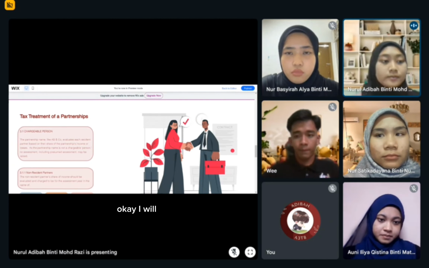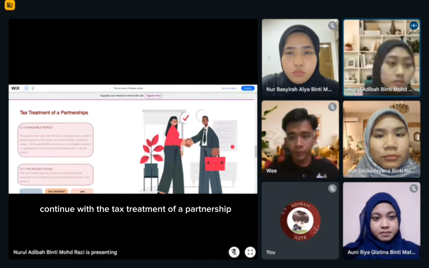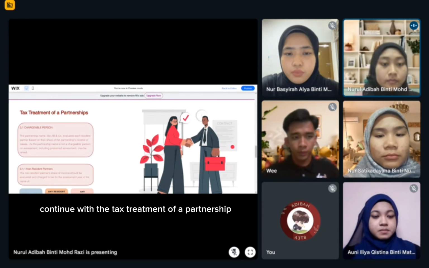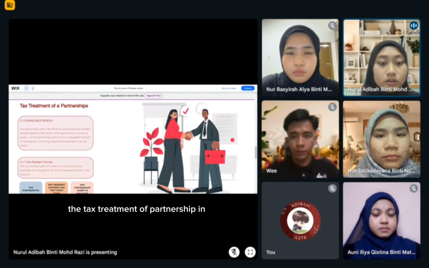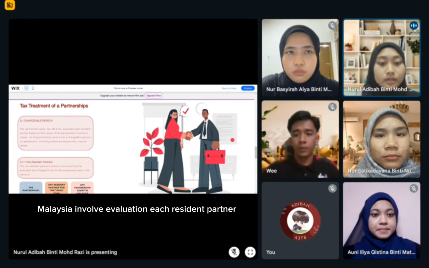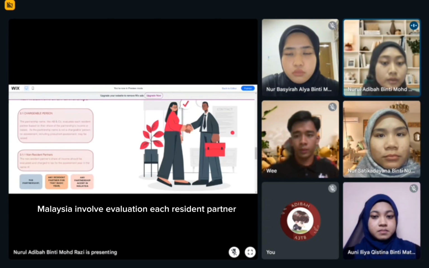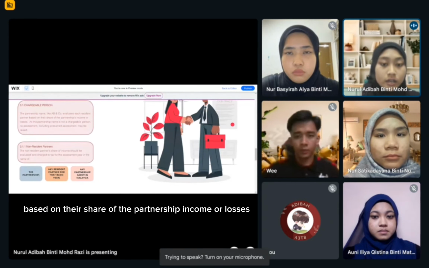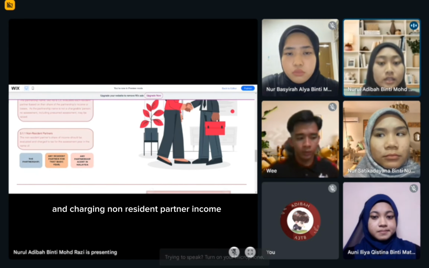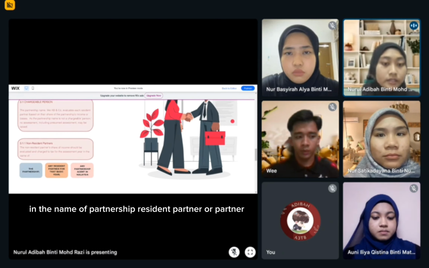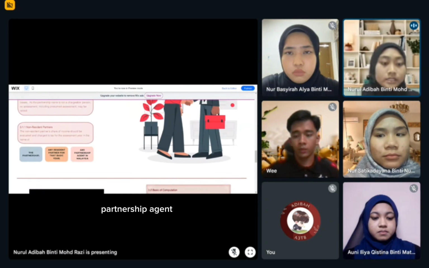Okay, I will continue with the treatment of a partnership. The tax treatment of partnership in Malaysia involves evaluating each resident partner based on their share of the partnership income or losses, and charging non-resident partner income in the name of the partnership, resident partner, or partnership agent.